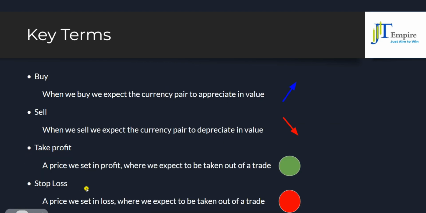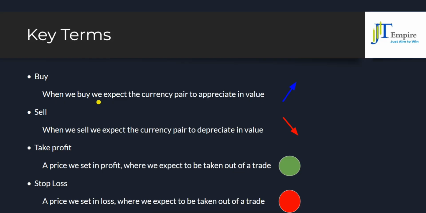Now, key terms, just a few, not a lot. If you want more key terms, you can check with the course document. So, buy. When we say buy, or we're looking at the chart to buy, we're expecting that the market price will go up in value for whichever currency pair that we're looking at. When we sell, we expect the currency pair to depreciate in value.